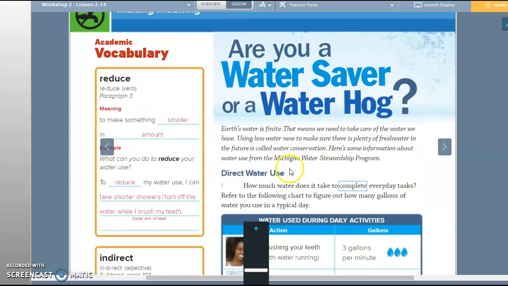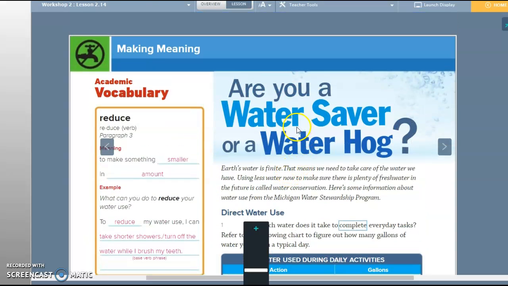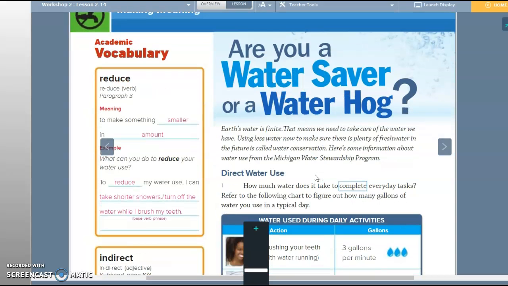All right, so let's take a look at this. Are you a water saver or a water hog? Earth's water is finite, means infinite, right? That means we need to take care of the water we have. Using less water now to make sure there is plenty of fresh water in the future is called water conservation. Here's some information about water use from the Michigan Power Stewardship Program.